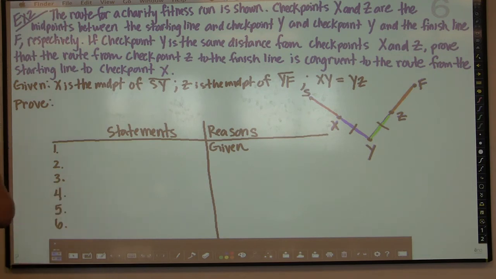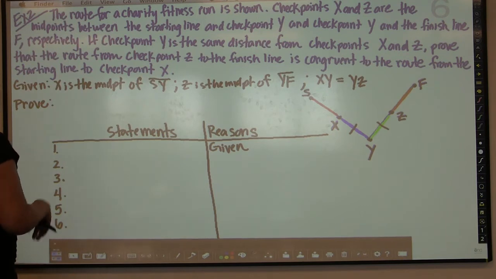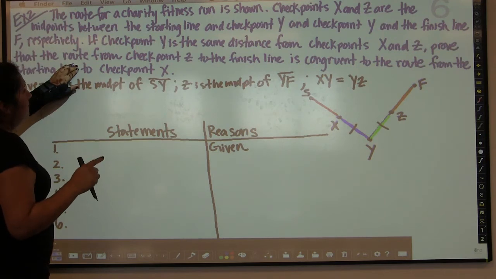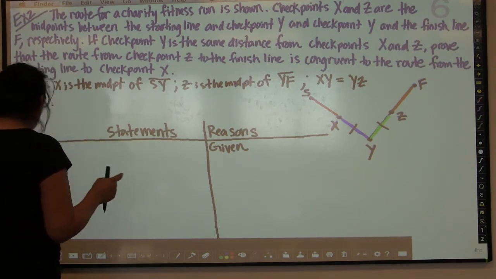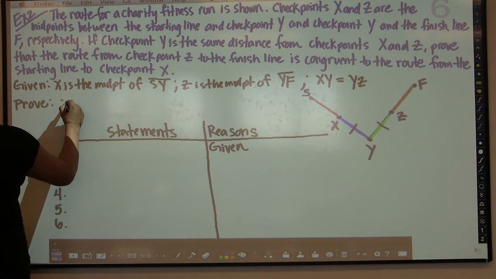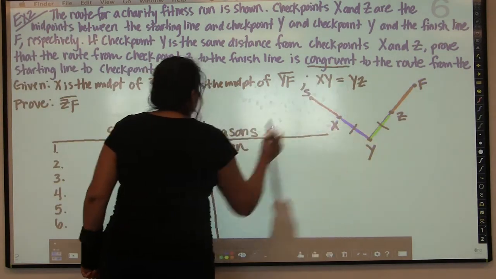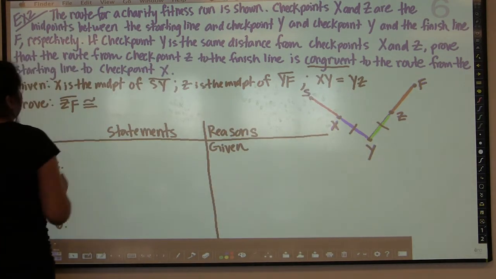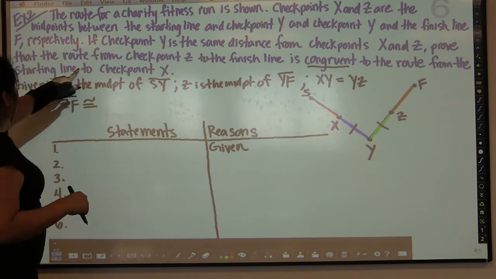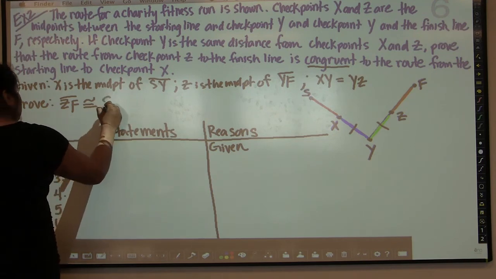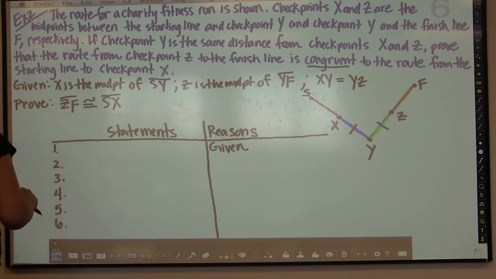So now we have what was given, and then it's asking us to prove something. It's saying, provided all that information is true, prove that the route from checkpoint Z to the finish line, so that would basically be ZF, is congruent to the route from the starting line, which is S, to checkpoint X, so SX. That's what they want me to prove.